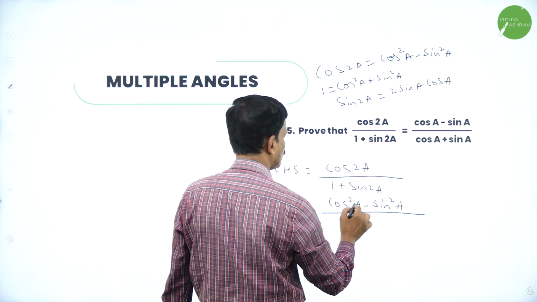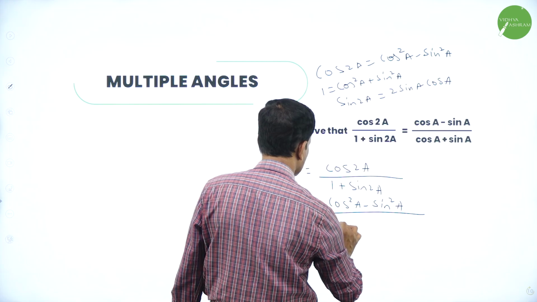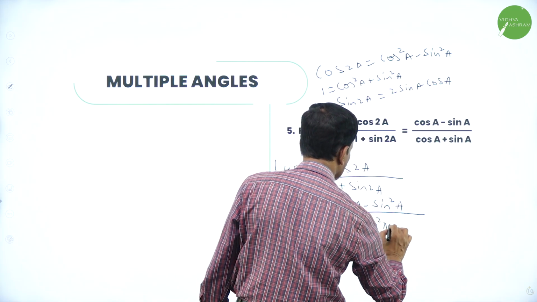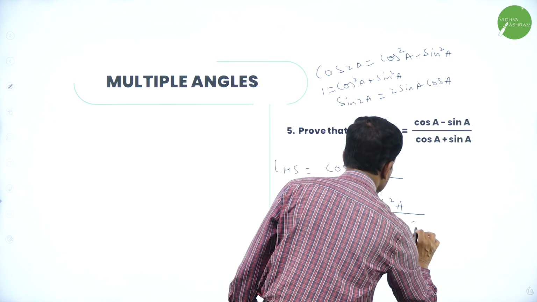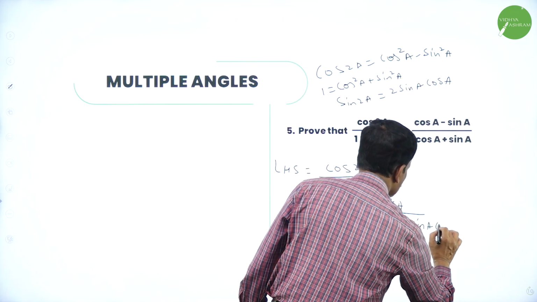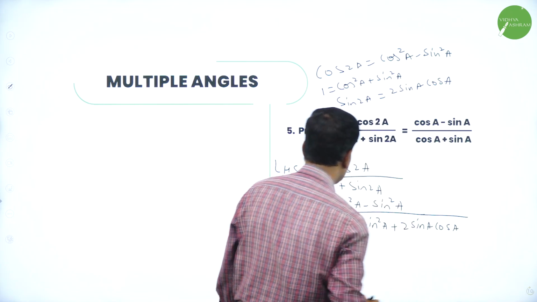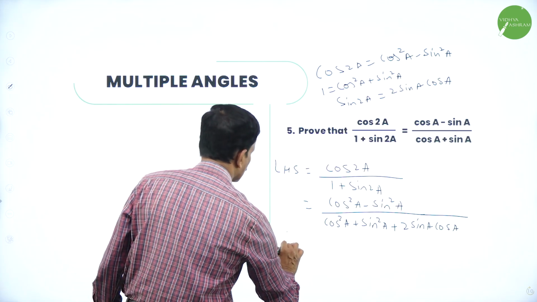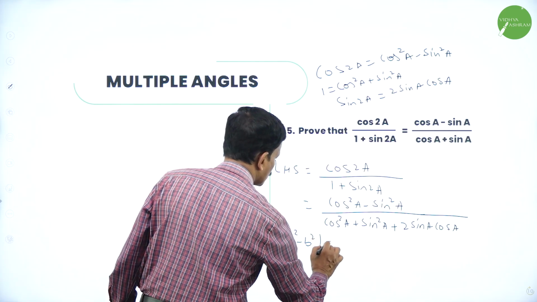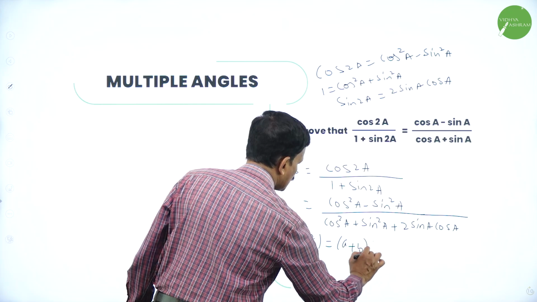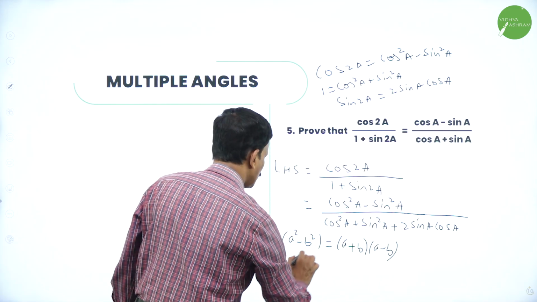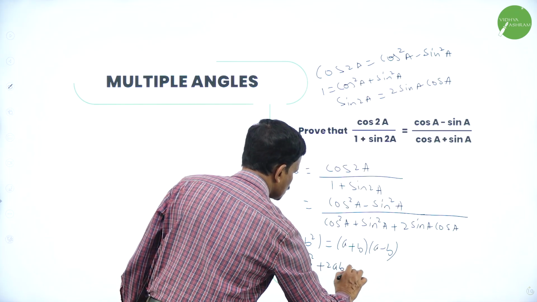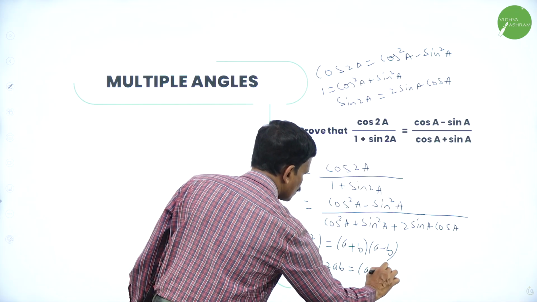Cos 2a is cos square a minus sin square a. 1 can be written as cos square a plus sin square a, plus sin 2a can be written as 2 sin a into cos a. Now if you observe carefully, the numerator is of the form a square minus b square. A square minus b square is a plus b into a minus b. Denominator is of the form a square plus b square plus 2ab. That is nothing but a plus b whole square.